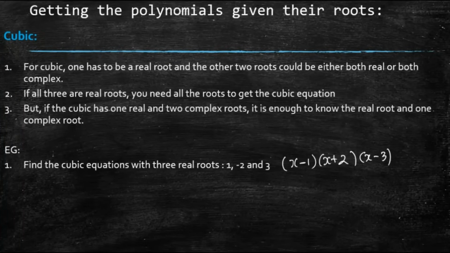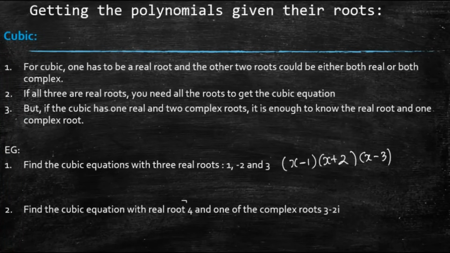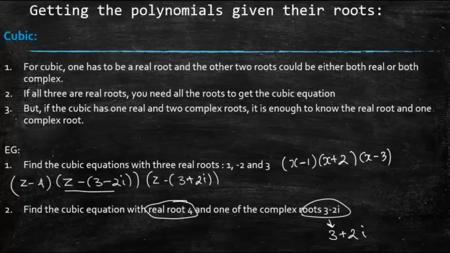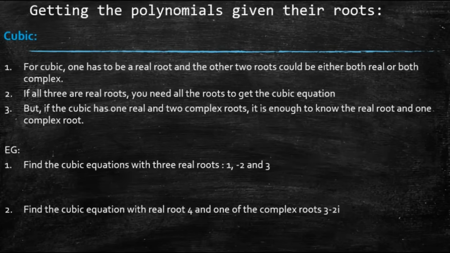The other case is, if the cubic has one real and two complex roots, it's enough to know the real root and one complex root. So you have the real root 4, which gives me z minus 4. And then the other root is 3 plus 2i. So I can get z minus (3 minus 2i) and z minus (3 plus 2i). And as I explained before for the quadratic, you can simplify these two into a quadratic and then multiply that quadratic with z minus 4 to get the cubic.